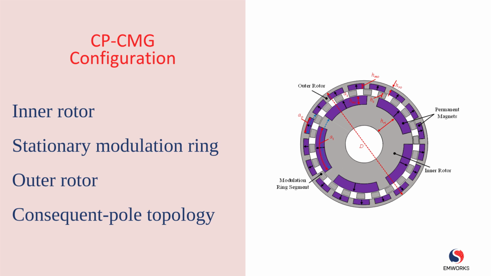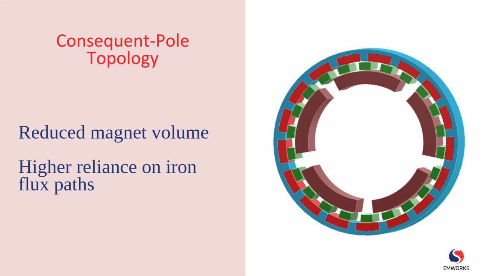This study device is a consequent pole coaxial magnetic gear. Both rotors use a consequent pole topology. In a consequent pole design, all permanent magnets are magnetized in the same radial direction. This reduces magnet volume, but increases reliance on iron flux guidance.